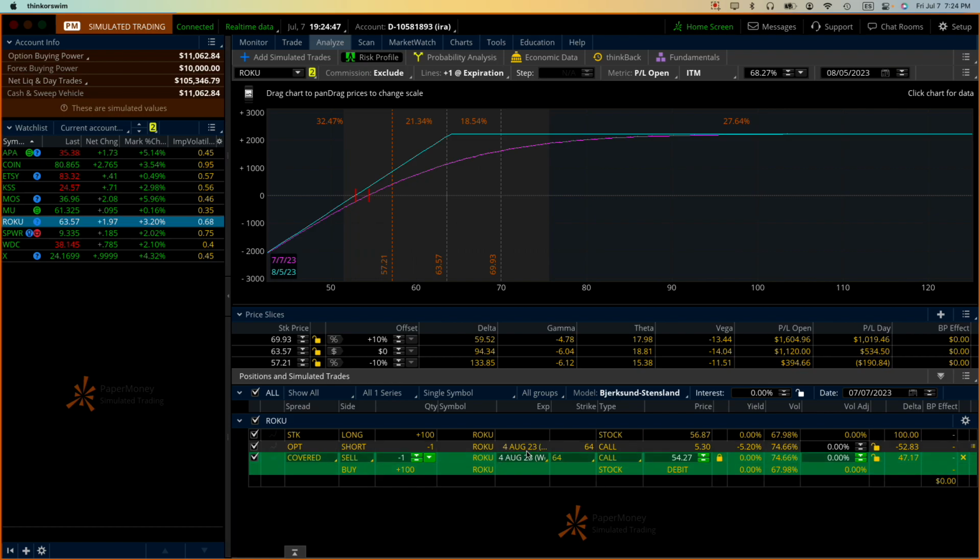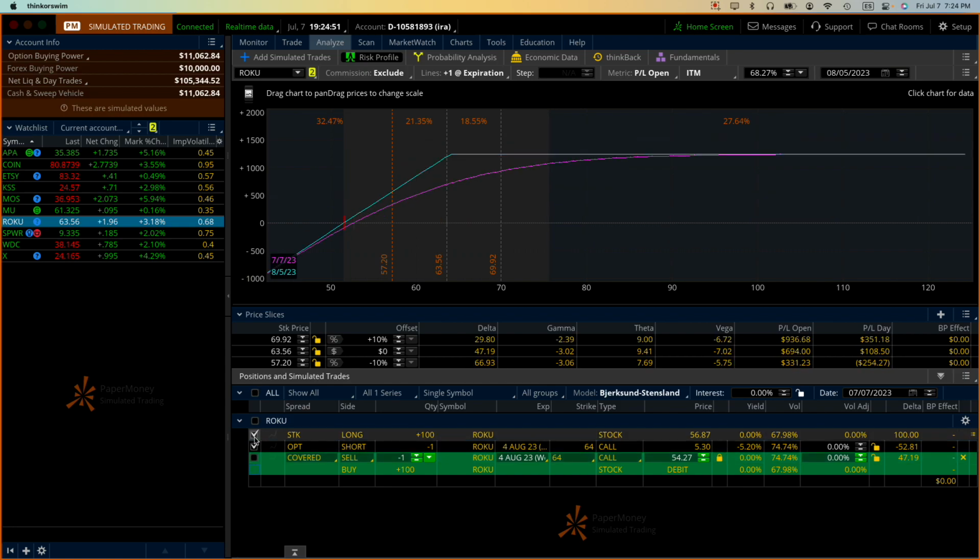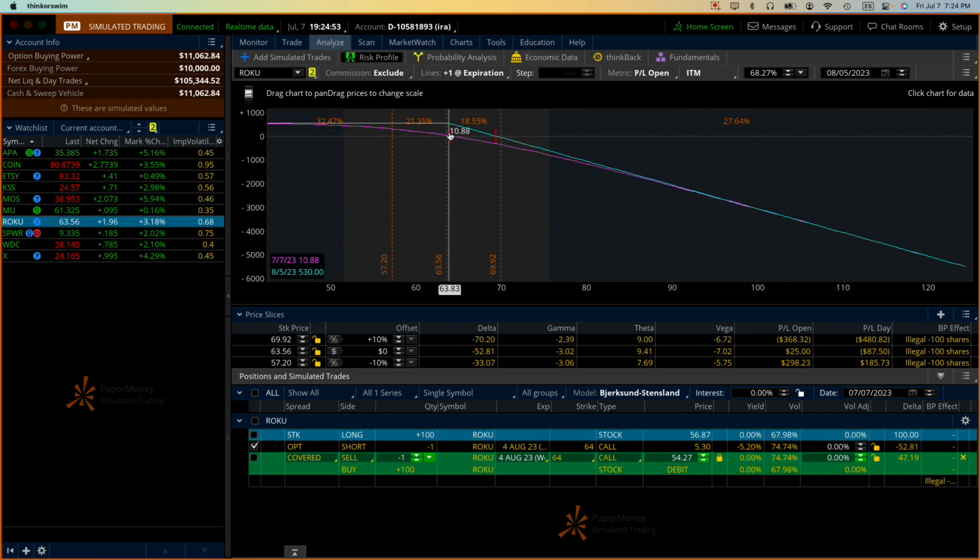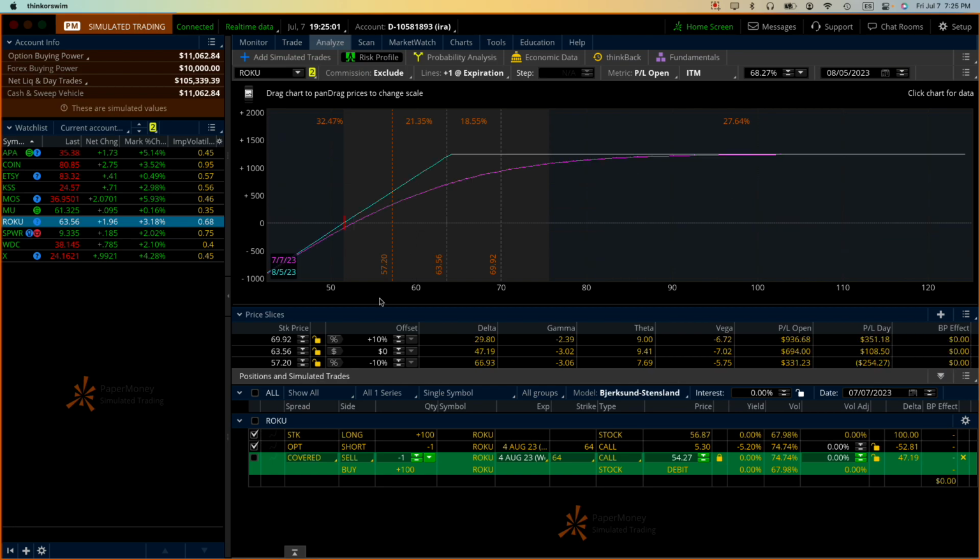Roku is August the 4th expiring, and you can see that the option alone still has plenty of value. Okay, yeah, so the trade itself has given me some value, 698, but I want to make 1200 and some odd dollars.